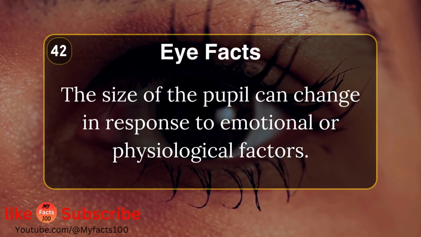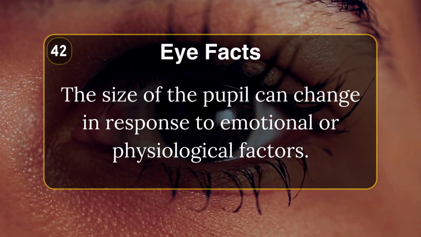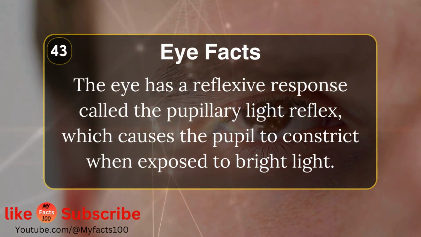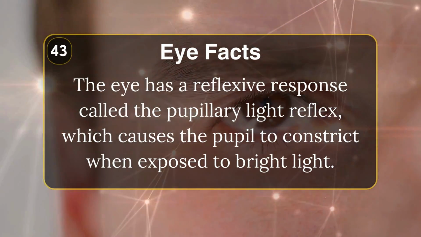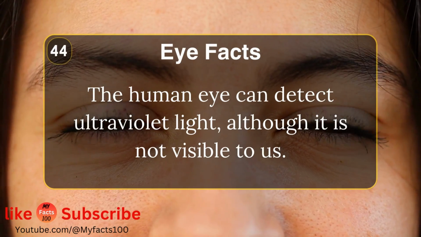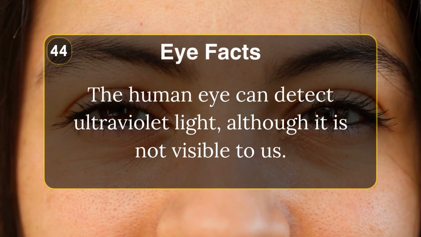The size of the pupil can change in response to emotional or physiological factors. The eye has a reflexive response called the pupillary light reflex, which causes the pupil to constrict when exposed to bright light. The human eye can detect ultraviolet light, although it is not visible to us.